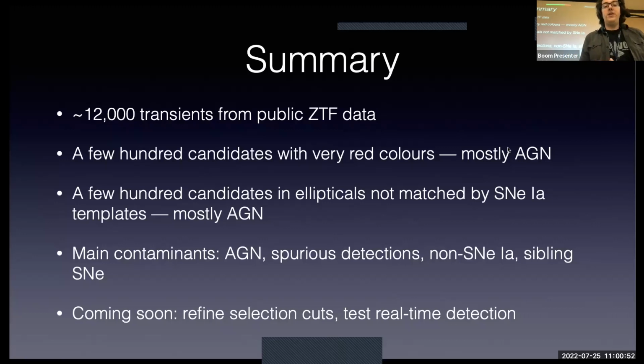So the main sources of contamination were then AGN, spurious detections, non-Ias, and also sibling supernovae, which are good analogs for lens supernovae. Although the siblings are probably more extreme, you wouldn't expect to actually find many lens supernovae with time delays of the order of 2 years. So some of the stuff we're still working on is refining the selection cuts for ellipticals, for the colors, things like that. Then also testing this in real time.